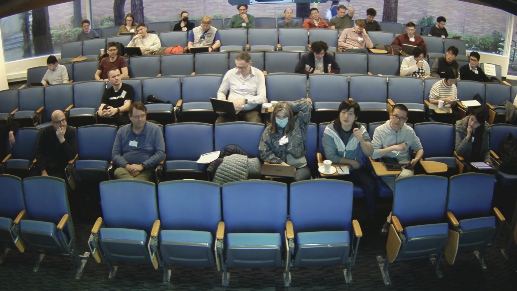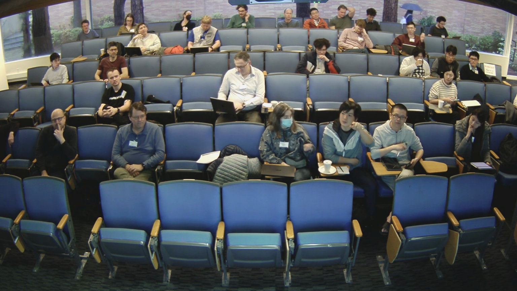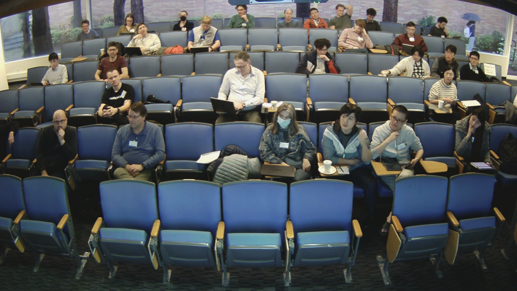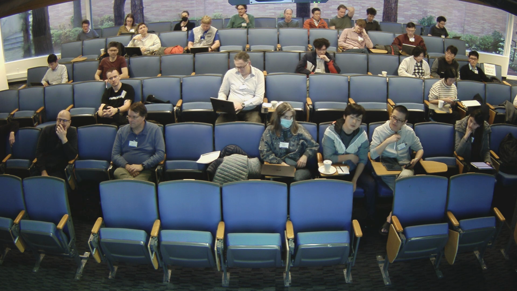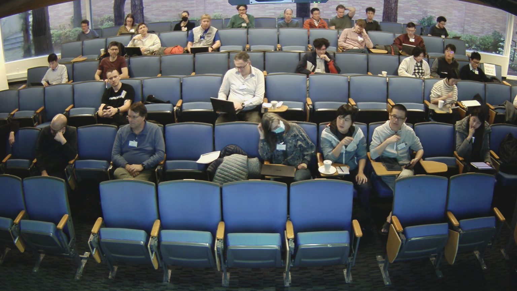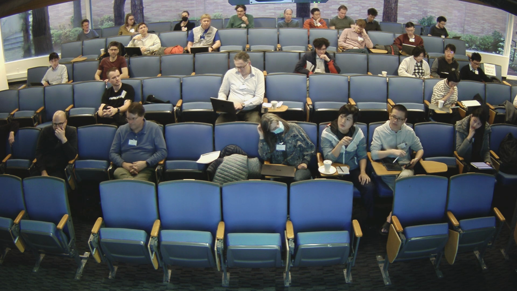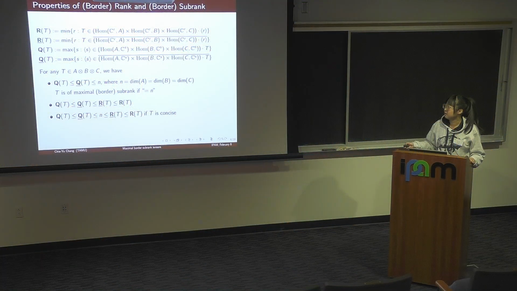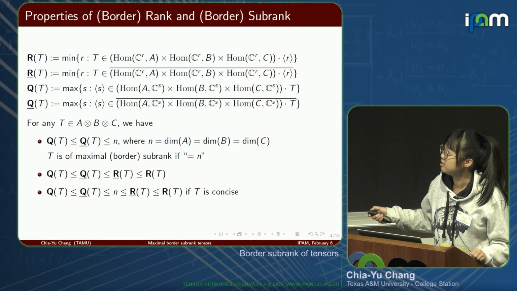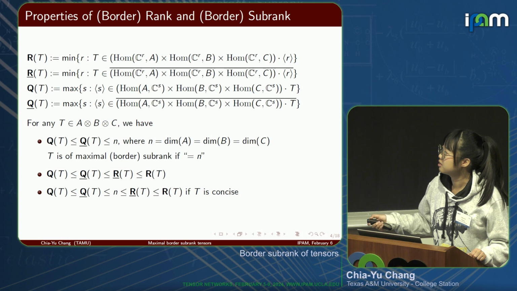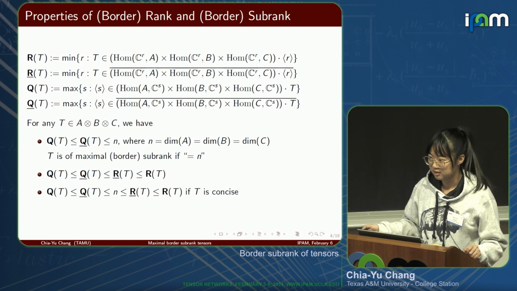Question: is there some intuition about the closure of the space? It's the Zariski closure. Here we use the Zariski closure. And Hom is defined by? Hom is the set of linear maps from A to C^s. So if we apply a linear map on T, T is in A tensor B tensor C, the tensors after applying these linear transformations on T will become a tensor in C^s tensor C^s tensor C^s.